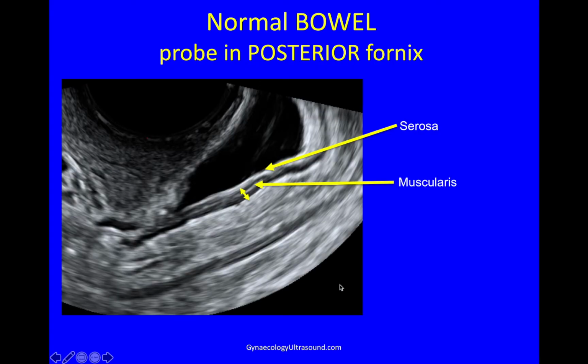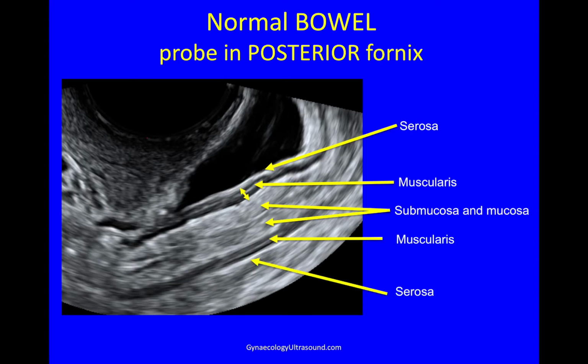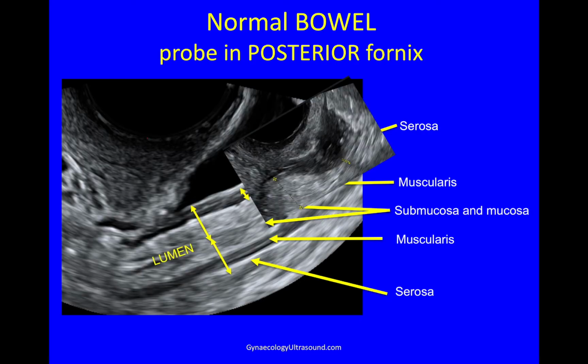The outer one is the serosa. Then it's the muscularis layer, which consists of two fine dark layers separated by some fibrous tissue. Then comes the submucosa and mucosa on one side, submucosa and mucosa on the other side, then muscularis on the distal side, and serosa. So that's one bowel wall, that's the other side, and there's the lumen in between.